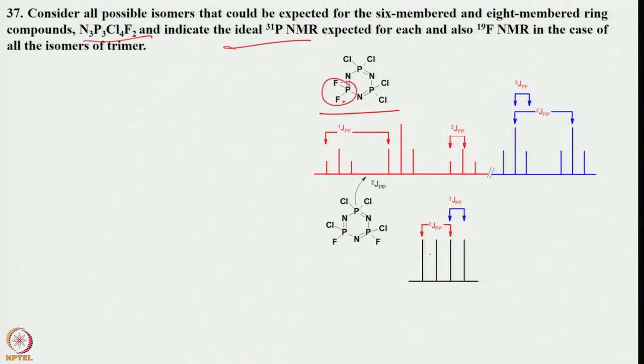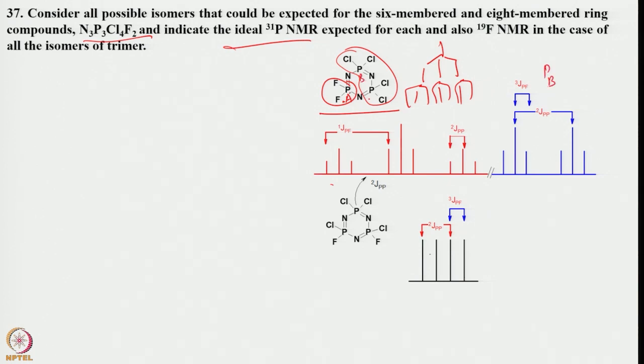And in this one, this would be coupled with these two. So we should know the fact that PF coupling is larger, and also it's one bond. It first splits into a doublet here, and then each doublet will be split into a triplet because of this one. So we should get a triplet of triplets here. Each one will be again a triplet because two are there. So a triplet of triplets here. This is for this isomer, say A, and then this is for B.